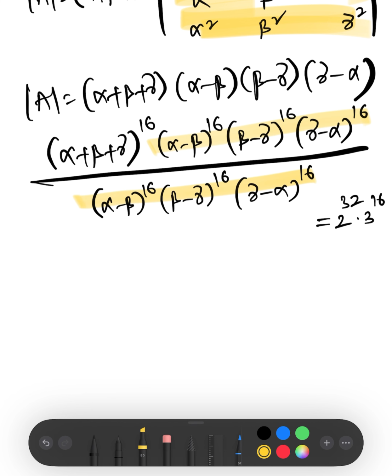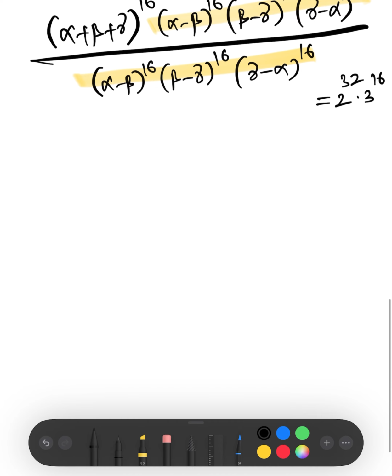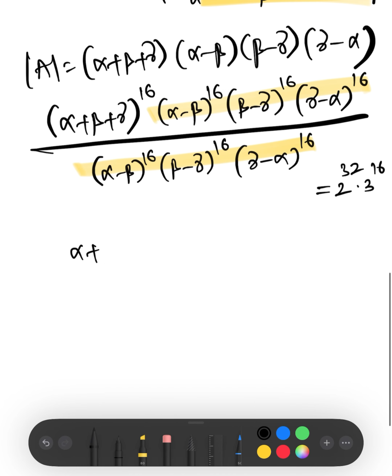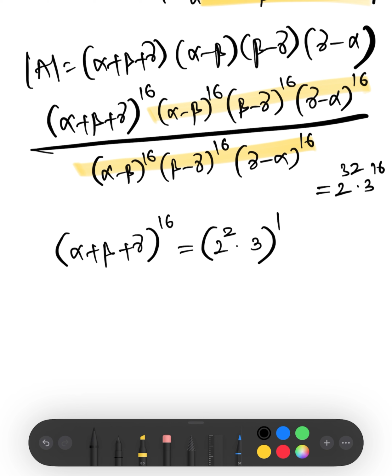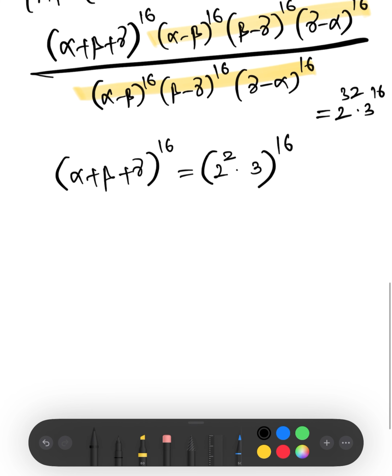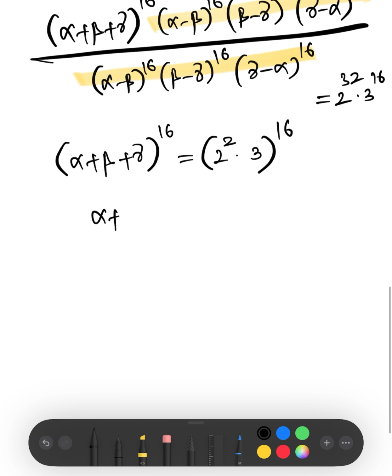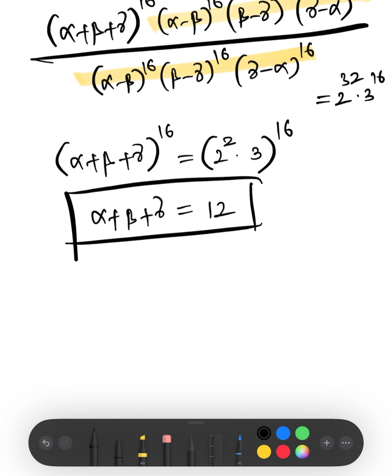This value, both will get cancelled. We have (alpha plus beta plus gamma) whole power 16 equal to 2 square into 3 whole power 16, we can write that as 2 power 32, (2 square) whole power 16. Now when you compare, alpha plus beta plus gamma equal to 2 square is 4, 4 threes is 12. So alpha plus beta plus gamma equal to 12.